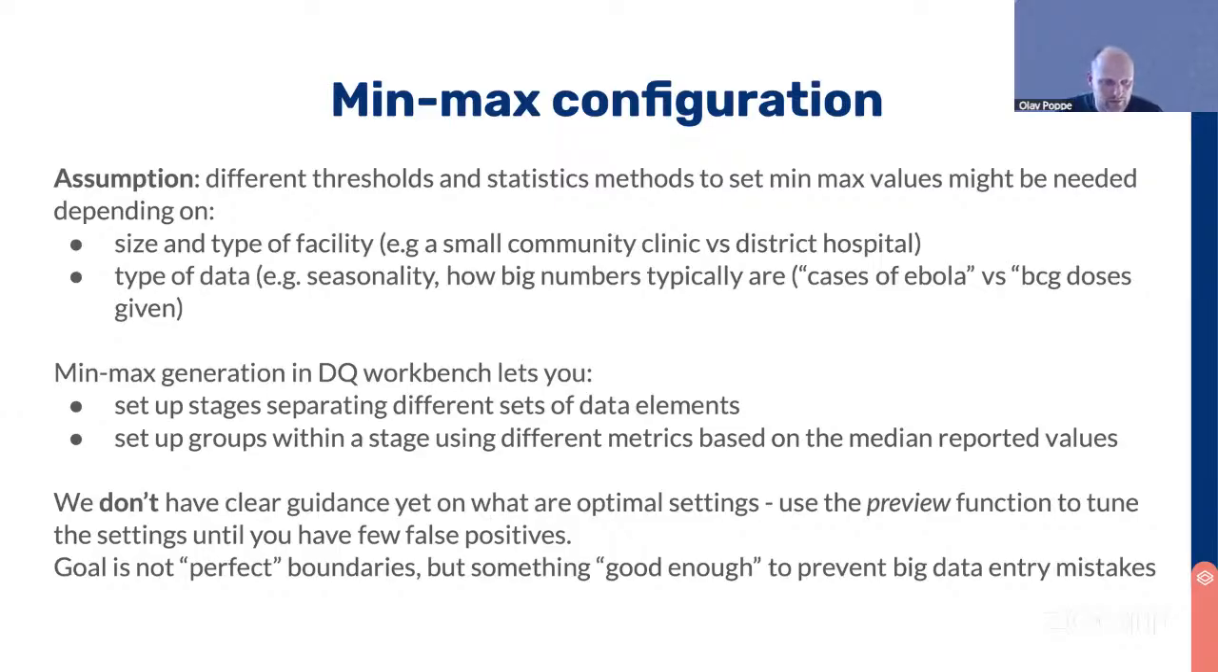Since there's a lot of possibilities here, we don't really have any guidance on what is an optimal setting. This is quite new and experimental. And that's why we have this preview function built in, so you can get the CSV file that you open in Excel, and you can see what the results would be if I use these settings. So I think the goal here is not to try to set up some perfect min-max limits, but something that is good enough to prevent the big data entry mistakes. So that's sort of the rationale for this.